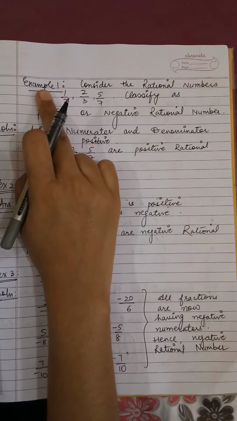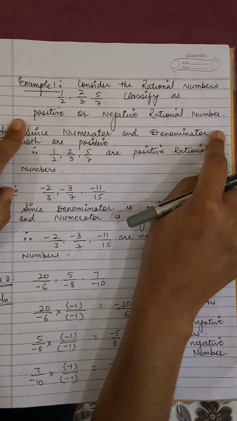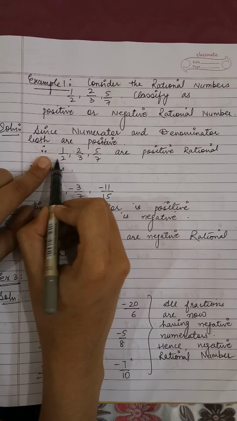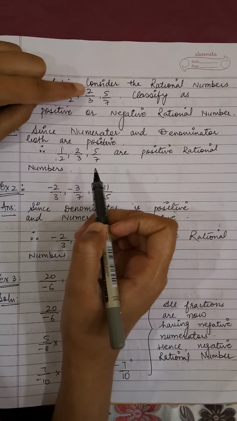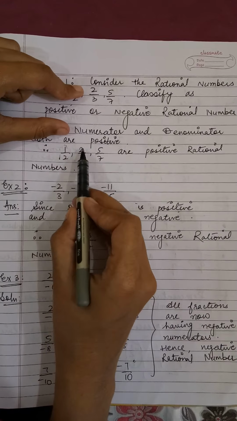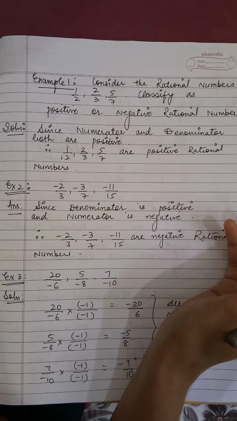Next is example number 1. Consider the rational numbers and tell whether they are positive or negative rational numbers. Now 1 upon 2, both the signs are plus, so this is positive. No sign is there, the sign is positive, up also, down also, so this is a positive rational number. 5 upon 7 is also a positive rational number. You just have to identify.